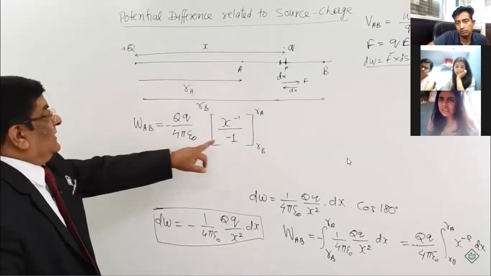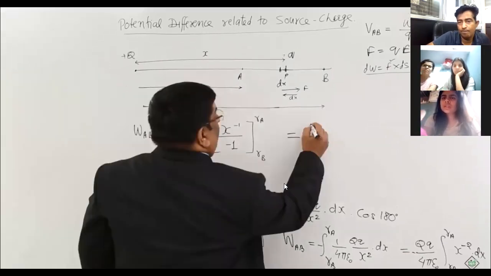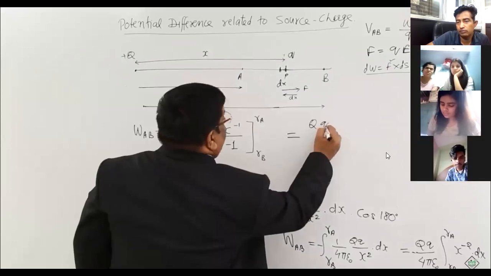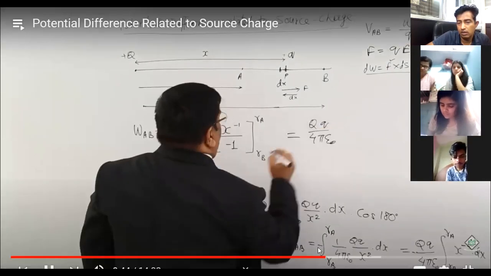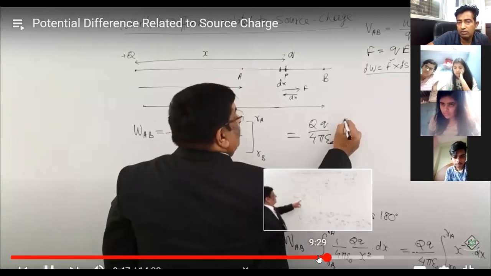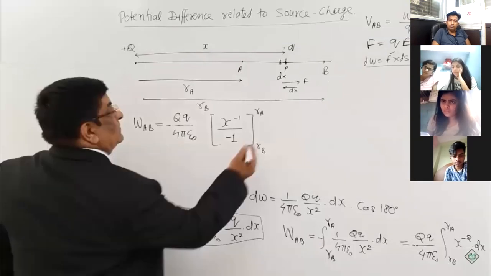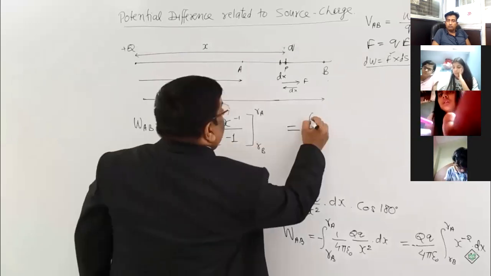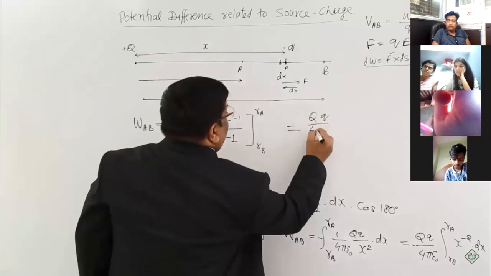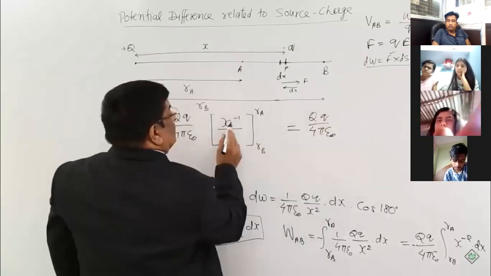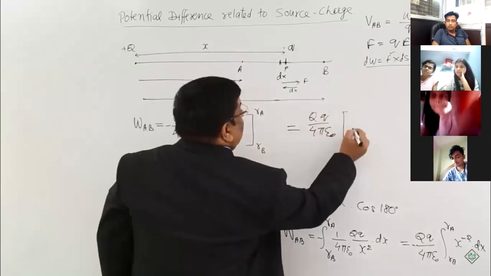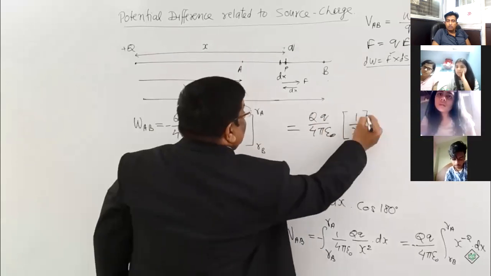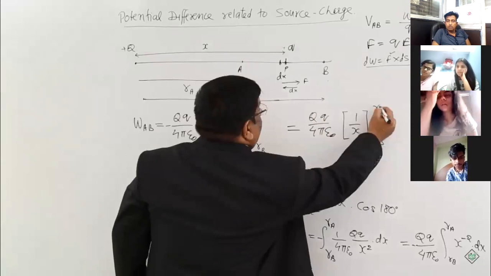So, this is equal to QQ upon 4 pi epsilon naught. Now it is x to the power minus 1, and this minus will become plus. So this is equal to QQ upon 4 pi epsilon naught. Now it is x to the power minus 1, that means 1 upon x. This is RB to RA.